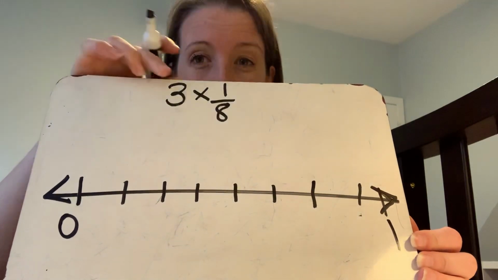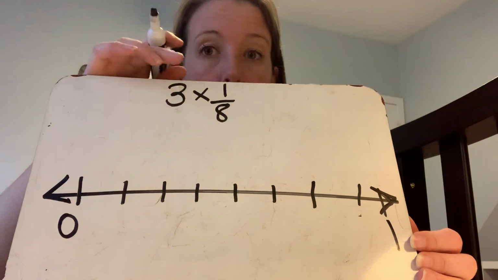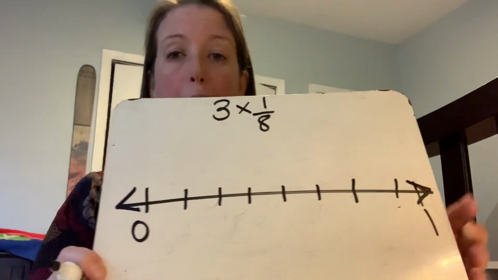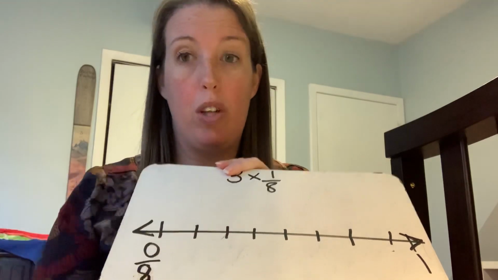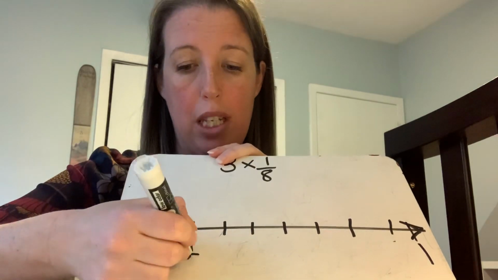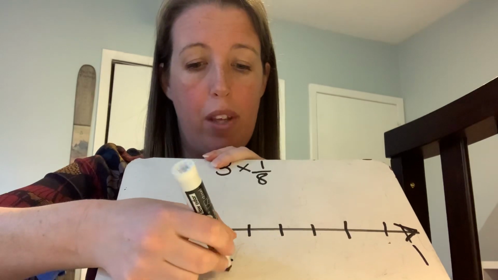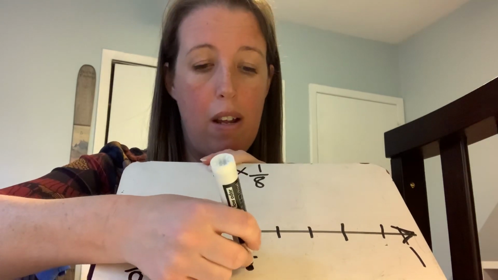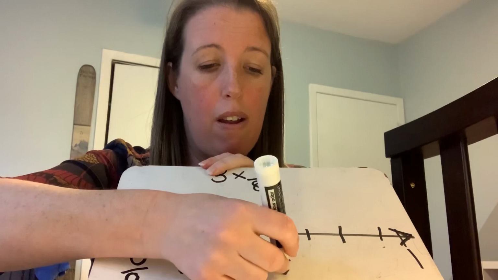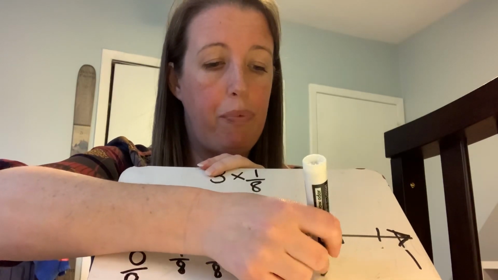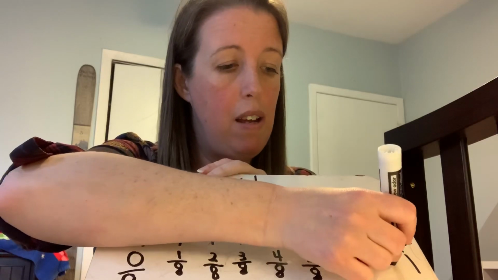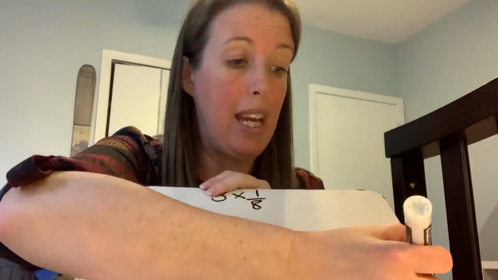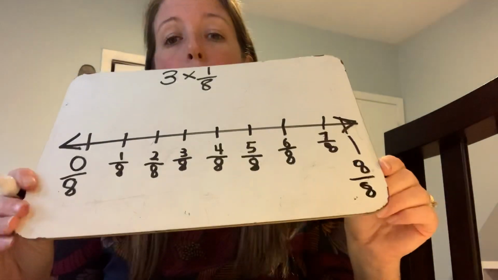And what it wants me to show is that I'm doing 3 jumps of 1/8. So let me first label my number line. This would be 0/8, which means this is 1/8, 2/8, 3/8, 4/8, 5/8, 6/8, 7/8, and if we have 8/8, that's equivalent to a whole, which is why my 1 whole is my 8/8 point.